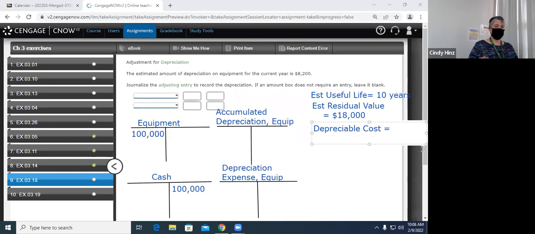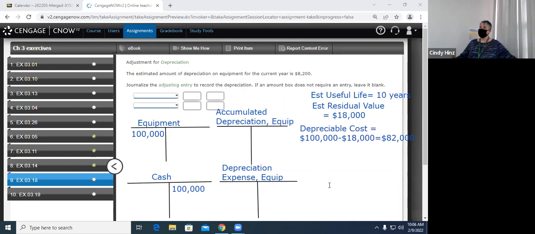How much of the $100,000 that they paid for this do they expect to use up over the 10 years that they're using it? Well, they paid $100,000 for it, but they think it's going to keep $18,000 of its value. They are going to use up $82,000 worth of the cost of that equipment. We call that the depreciable cost.